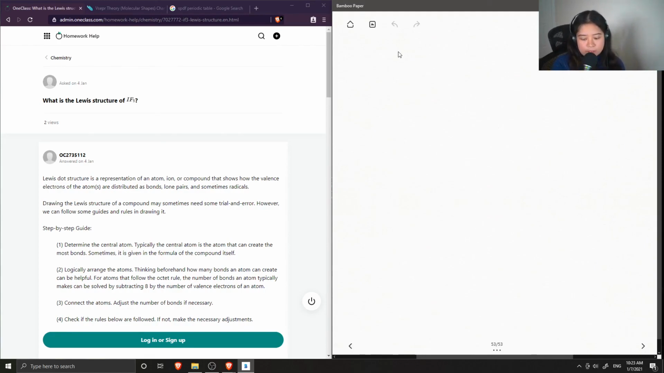Okay, so question number 6. What is the Lewis structure of iodine trifluoride? So first, let's find the total valence electrons in the structure.